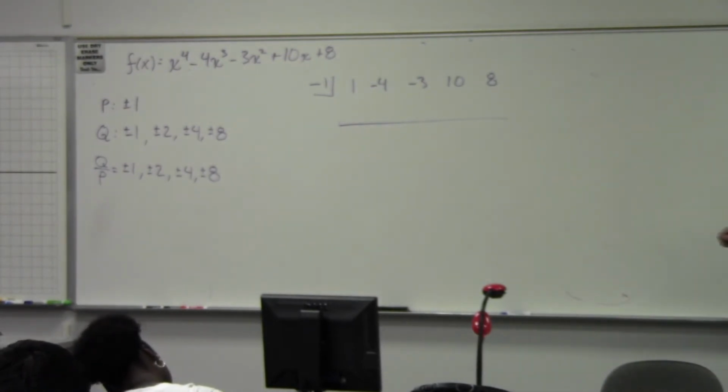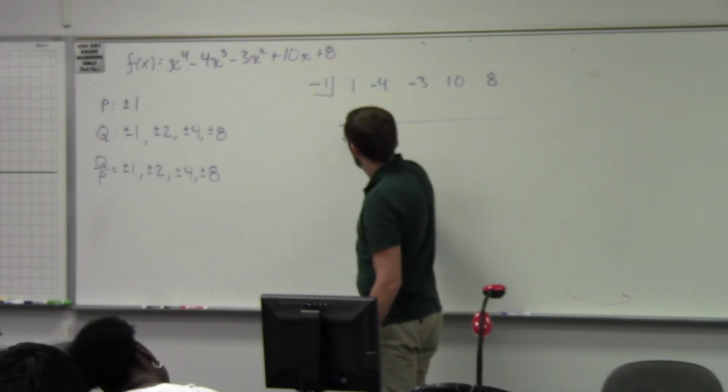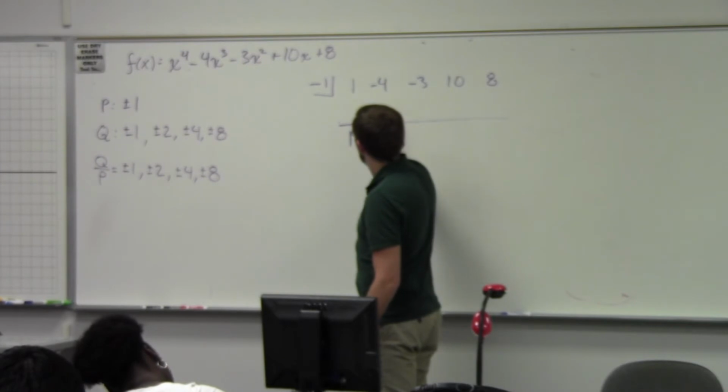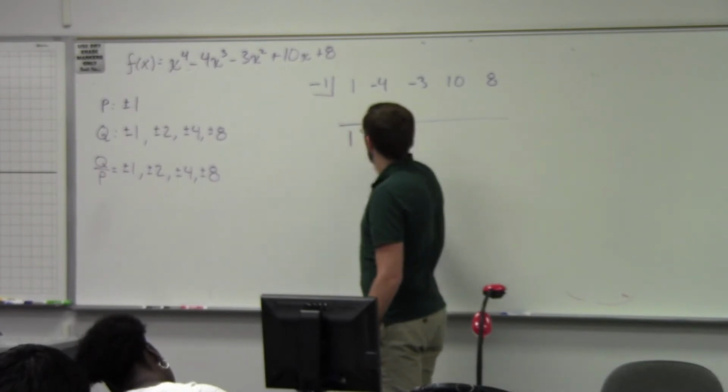I would have gotten that completely wrong. All right. So for synthetic division, we drop down the first number and then multiply. So -1 times 1 is -1. I add. I multiply.